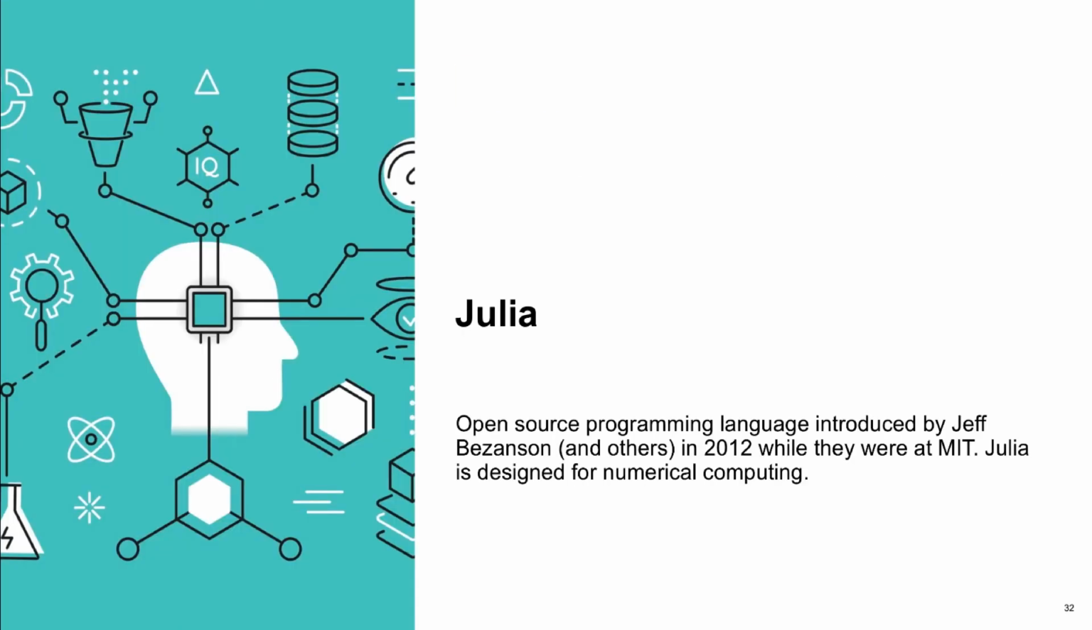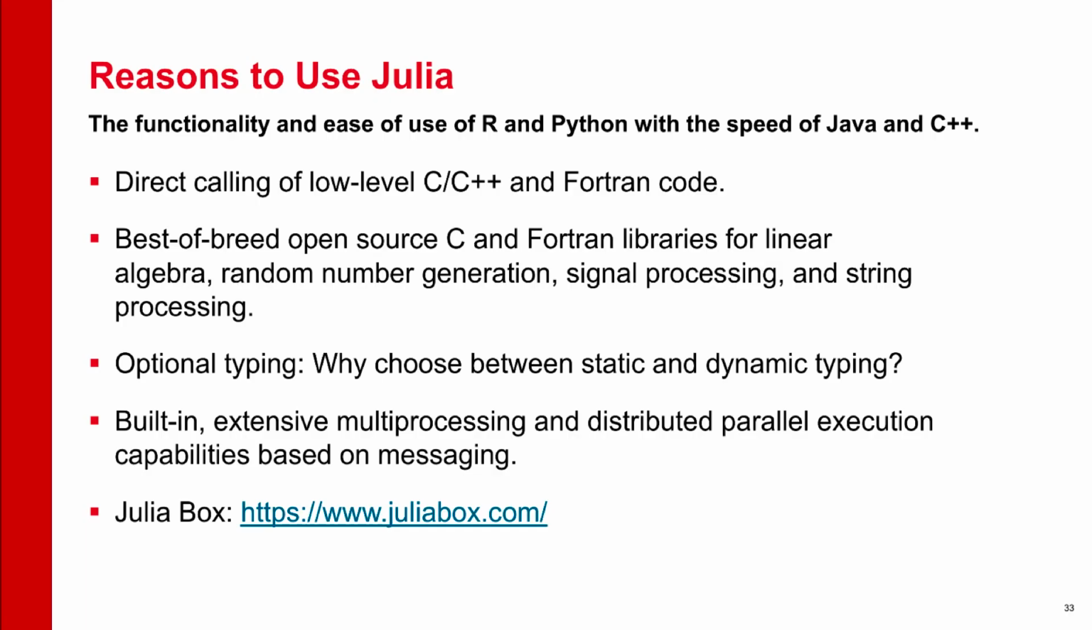Julia is the next language. Julia is a newer language. It has a very strong following, but I'm not yet seeing it really become a mainstream data programming language, but it does definitely have some interest. Reasons to use Julia: the function and ease of use of R and Python with the speed of Java and C++. I don't necessarily consider Julia to be as easy to use as Python, and we'll get into that in a moment. It has direct calling of low-level C, C++, best of breed open source Fortran and C libraries are available.